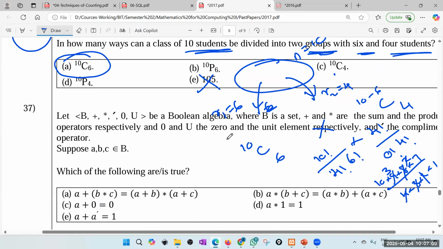So if 10C6 is an answer, remember NCR is NCN minus R. So if 10C6 is answer, 10C 10 minus 6, 10 minus 6 is 4, so 10C4 is answer. Because NCR is NCN minus R. Whenever 10C6 is answer, 10C4 is answer. That is 10 minus 6. So therefore this is an answer.